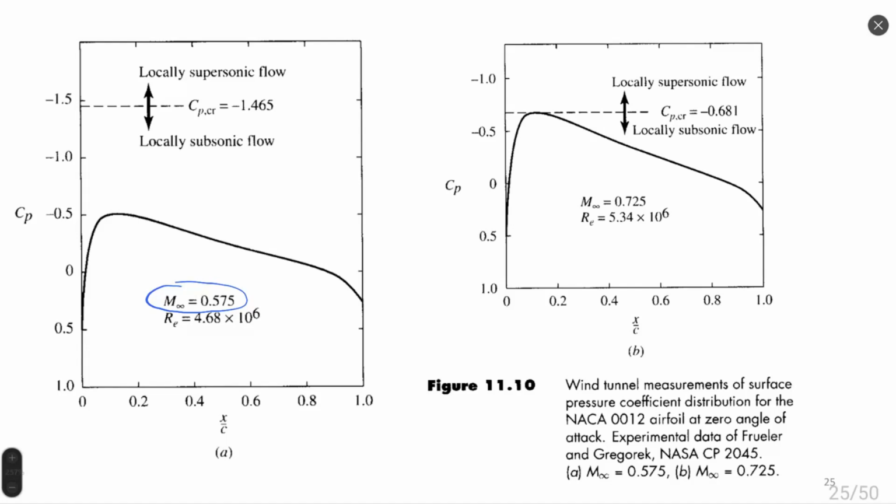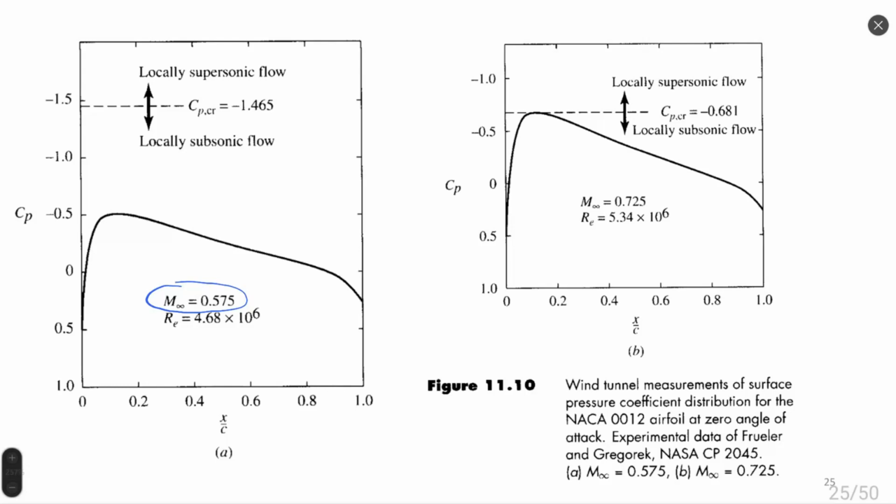Okay, the critical Mach number is calculated by the method presented before. We compare the critical Mach number with the pressure coefficient distribution. We see there is no intersection, so there will be no local sonic flow or supersonic flow.